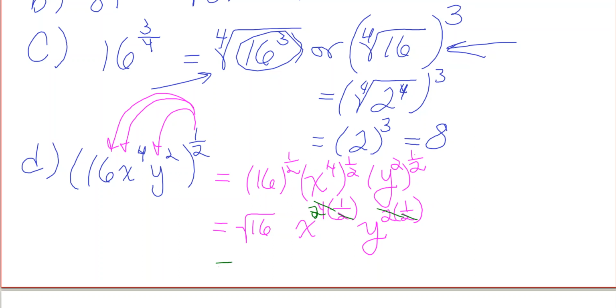So when the smoke clears, the square root of 16 is going to be 4. X will be to the squared power. And then y will just be to the first power, because 2 divided in half is just 1. So that one simplifies real nicely. I like it a lot.